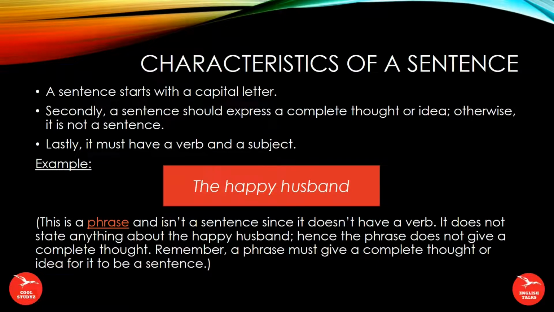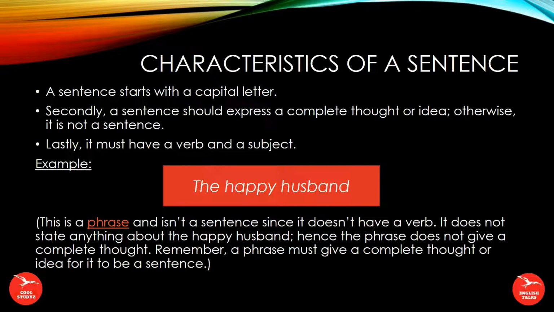See the example, the happy husband. Yes, T. That's capital there, right? Second point, as we have already discussed, it should express a complete thought or idea. But look at this sentence. The example, it's not a sentence actually. The example is the happy husband. You know what? This is just a phrase and it is not a sentence. Why? Because it doesn't have a verb.